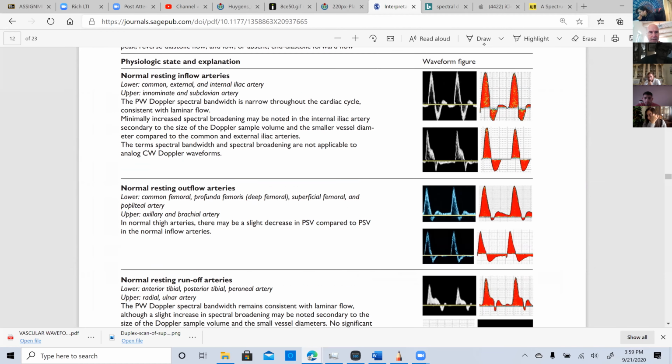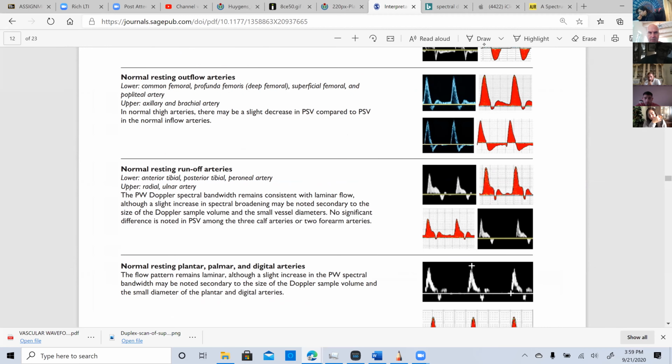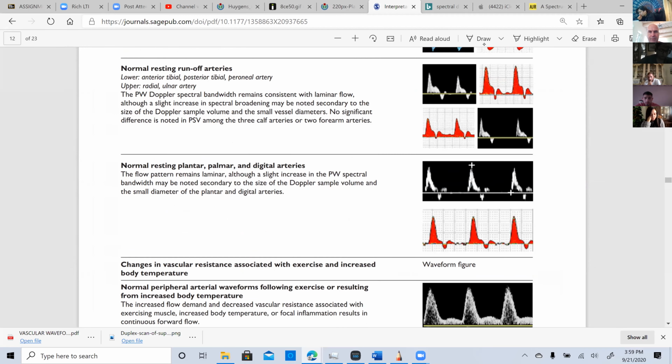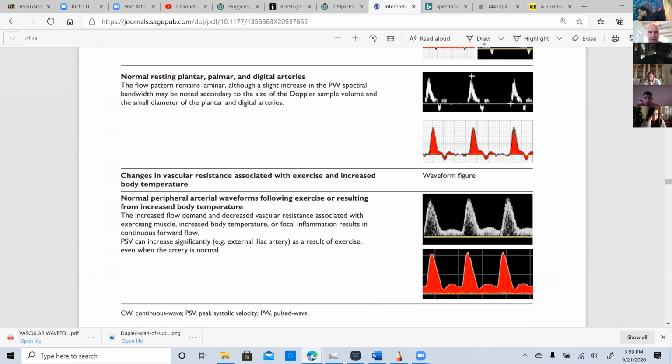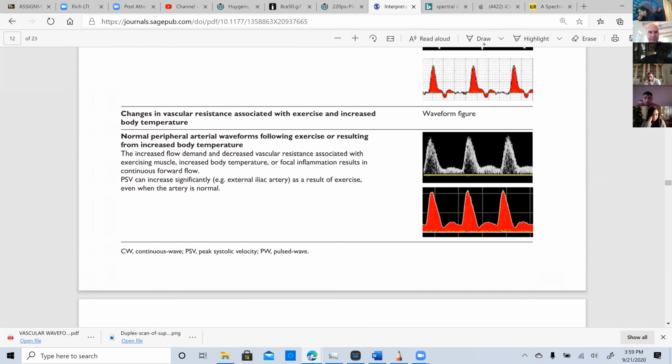Normal resting arteries. These are all kind of peripheral arteries, and I'm not going to go through all of these. Normal peripheral arterial waveforms following exercise or increased body temperature.